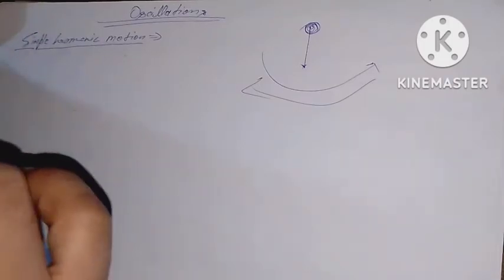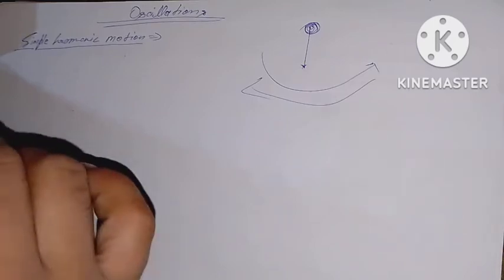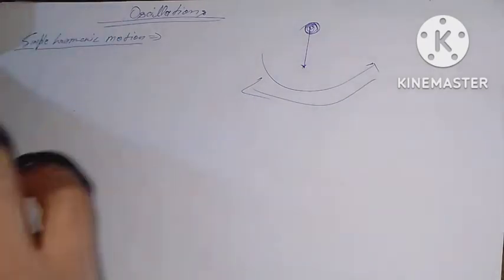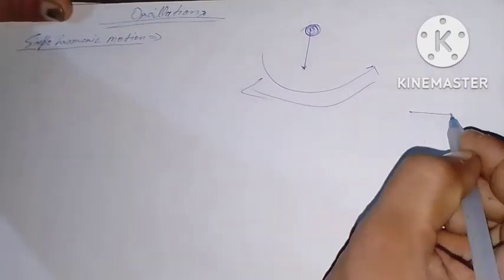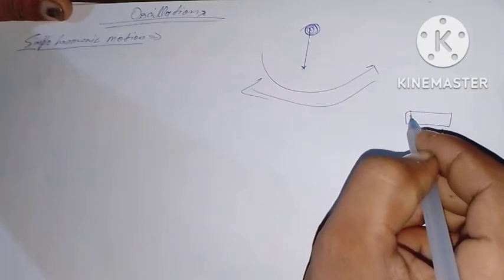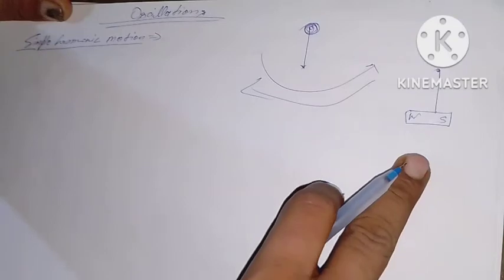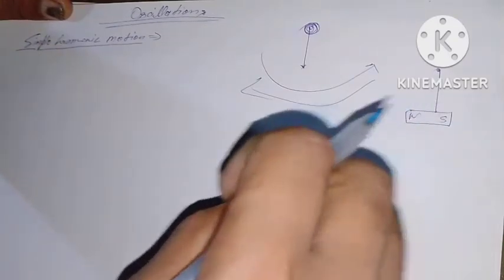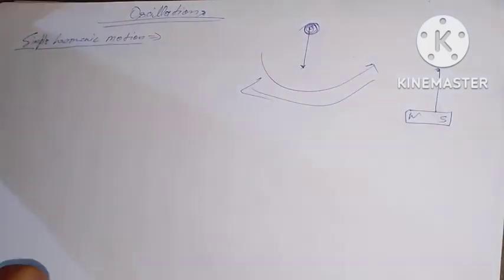Up and down motion of needles of a sewing machine. A bar magnet suspended in a uniform magnetic field. These are some of the familiar examples of simple harmonic motions.